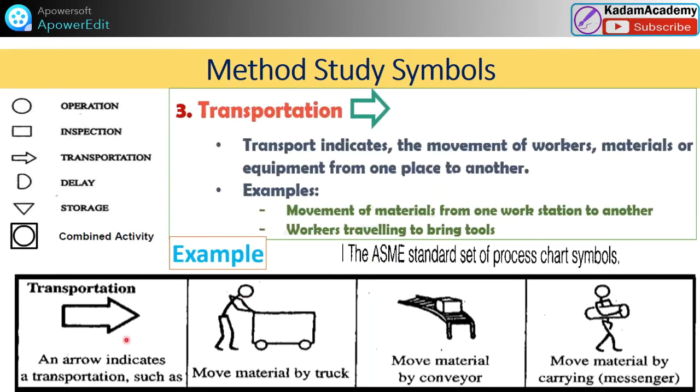The ASME standard transportations are some examples to clear your idea. The material movement by truck from one place to another, by conveyor, or moving material by carrying it by a worker or messenger. That also comes under the service industry. So these are the transportation.